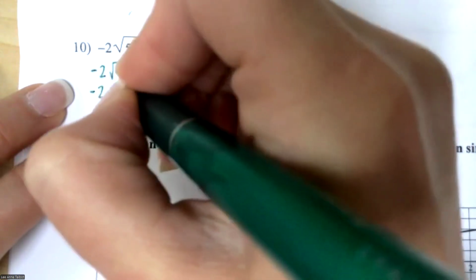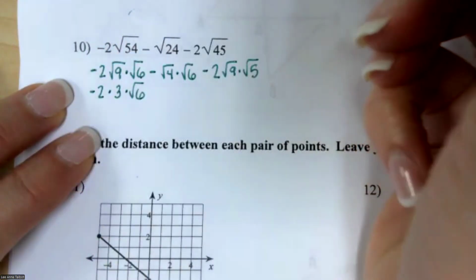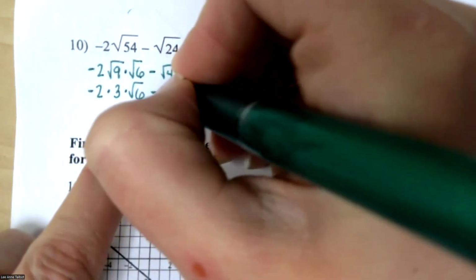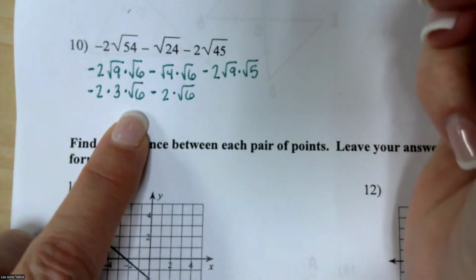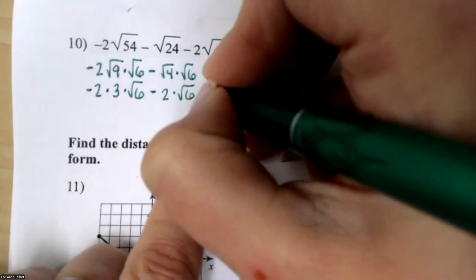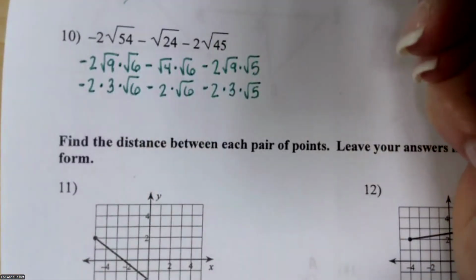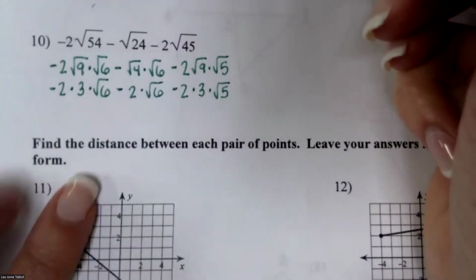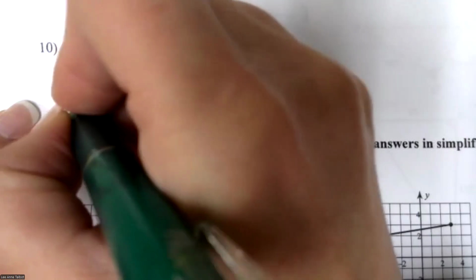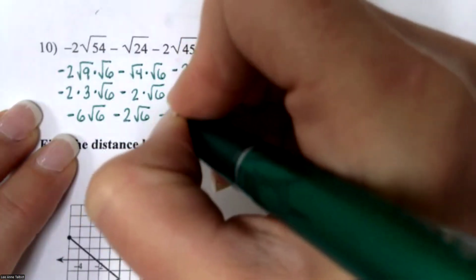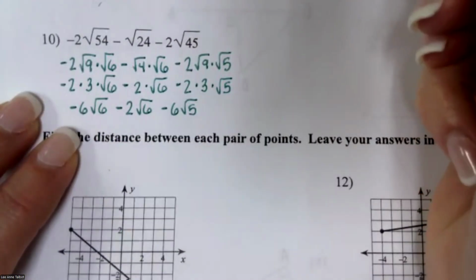So now I have -2 times 3 times root 6 minus 2 times root 6 minus 2 times 3 times root 5. So this becomes -6 root 6 minus 2 root 6 minus 6 root 5.